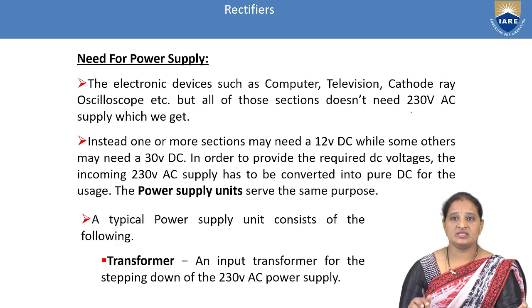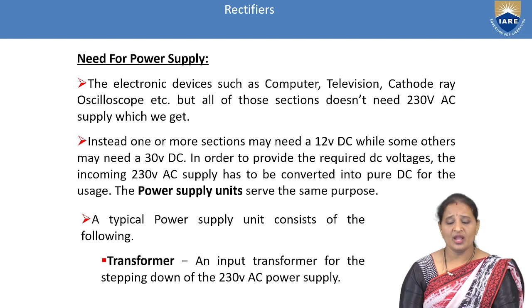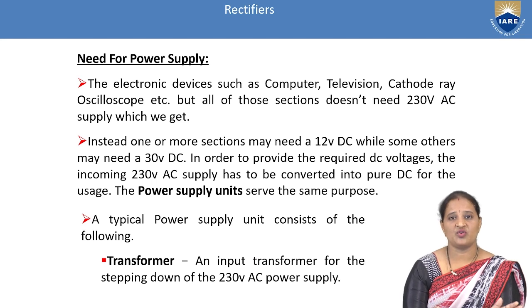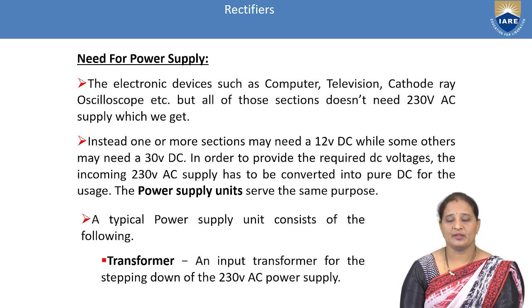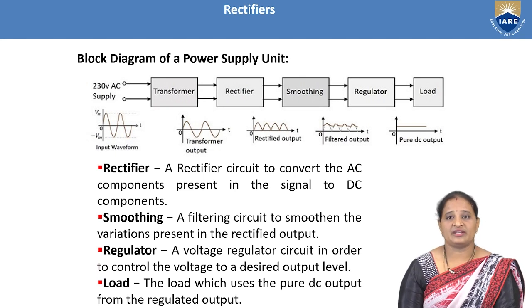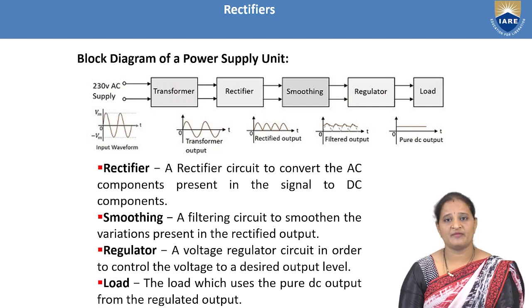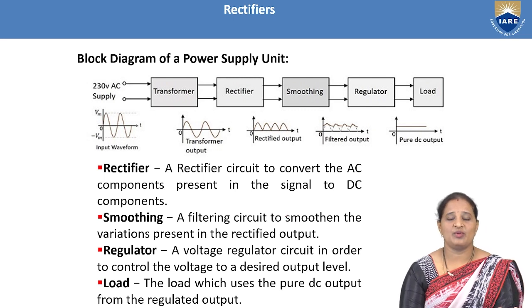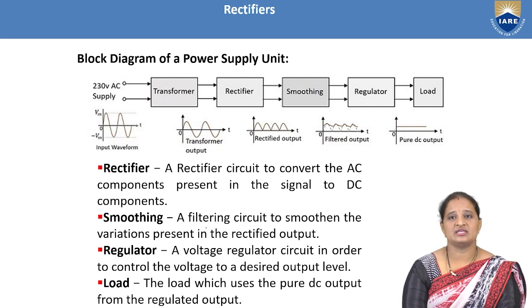First of all, what is the importance of a transformer? An input transformer is used for stepping down. This transformer is mainly used to step down the AC supply of 230 volts to our required level. Coming to the rectifier, it is a circuit which is a major part of a regulated power supply, used to convert the AC supply, or the AC components present in the signal, into DC components. So this is the major block which converts AC supply into DC supply.